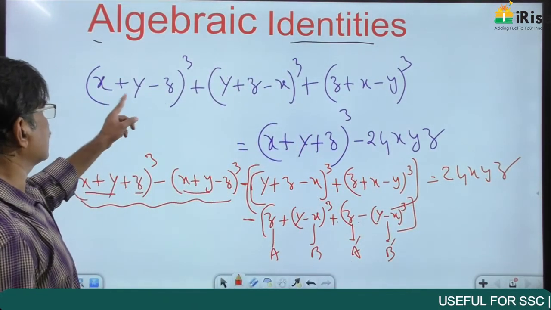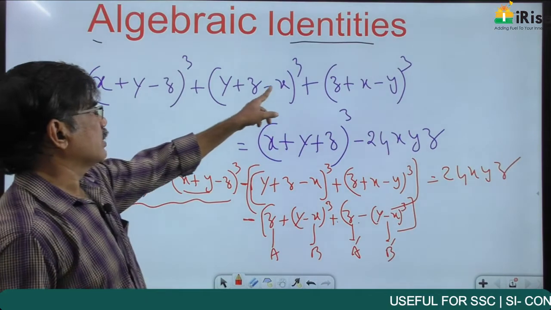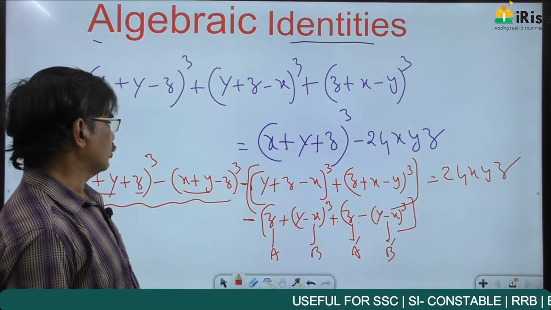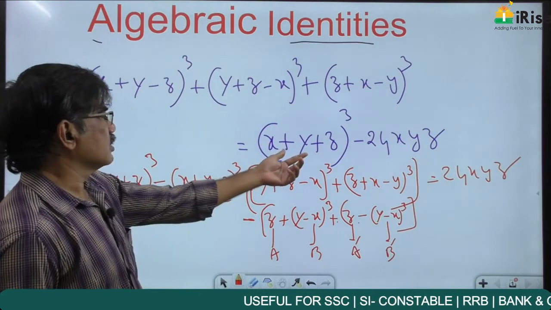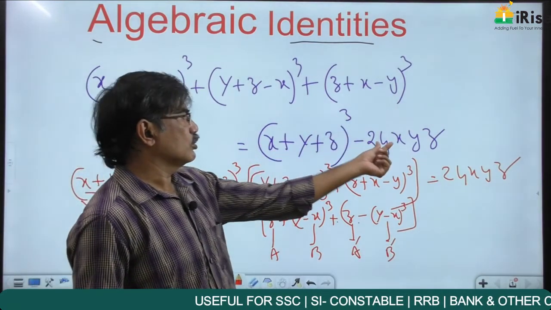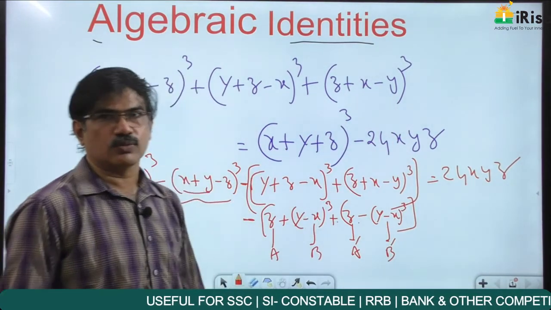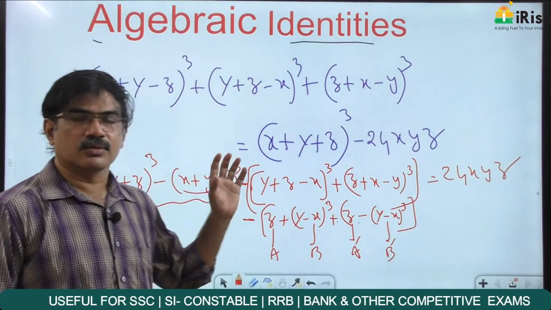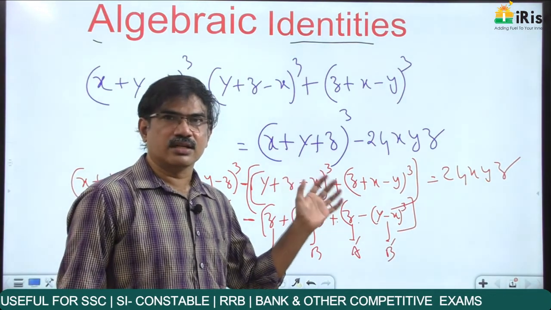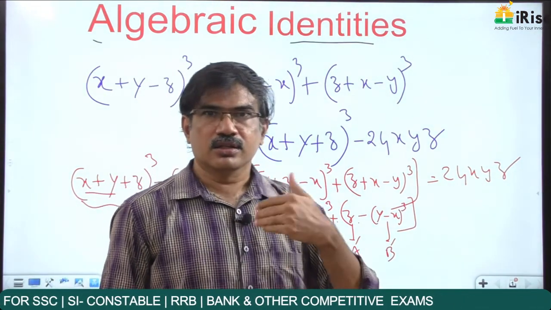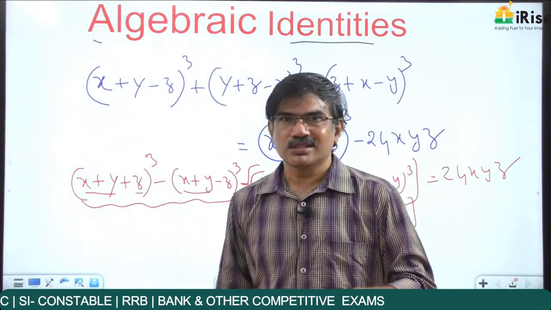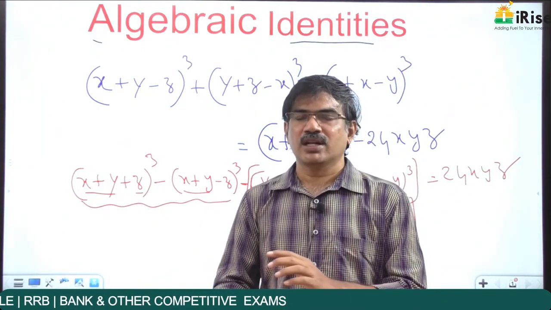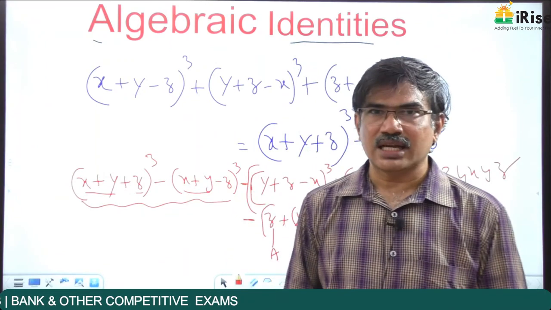So therefore (x plus y minus z) whole cube plus (y plus z minus x) whole cube plus (z plus x minus y) whole cube is equal to, this is nothing but (x plus y plus z) whole cube minus 24xyz. So these are the basic identity related concepts, and there are a few more concepts based on this. I want to create some more formulae using these identities.